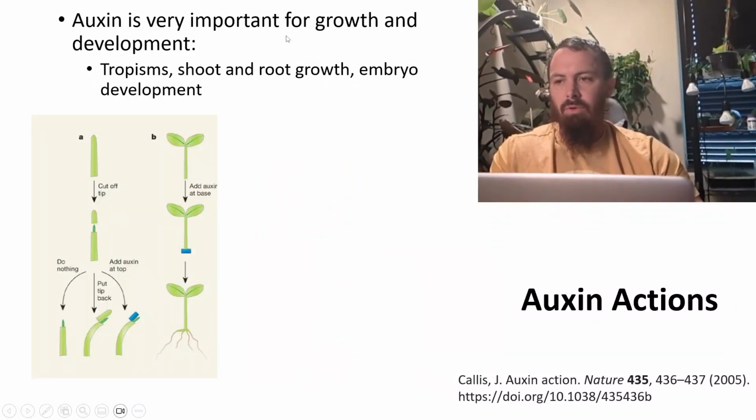So let's look at this, for example. We've looked at this before. We have a stem shoot there. You cut off a little piece of it. If you do nothing, it grows back up, grows through the tip and grows up. If you put the tip back on, it'll curve over. Or if you add oxygen to it, it'll move over.